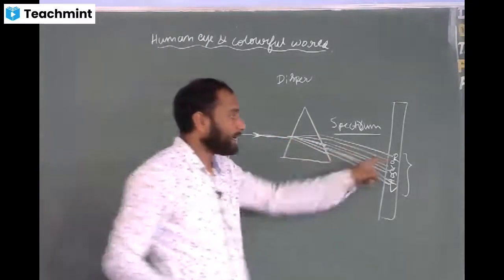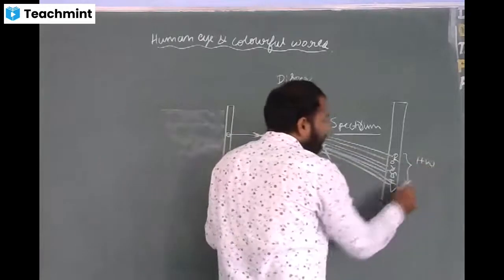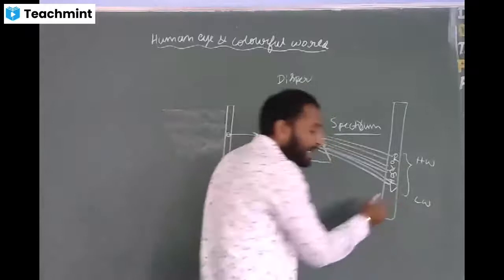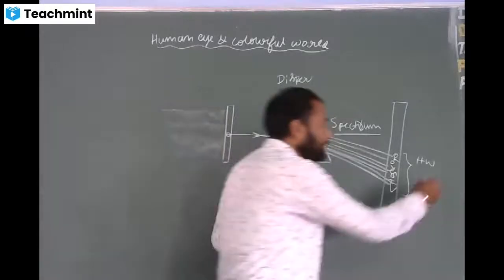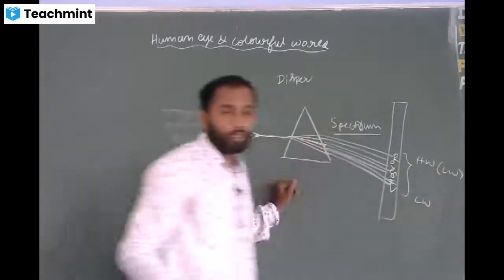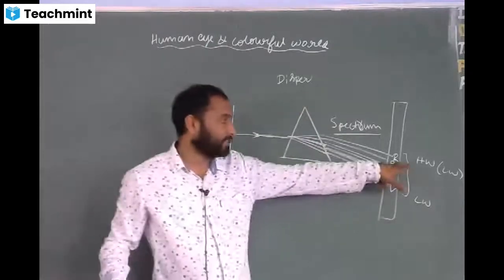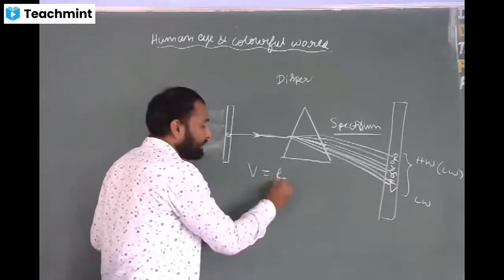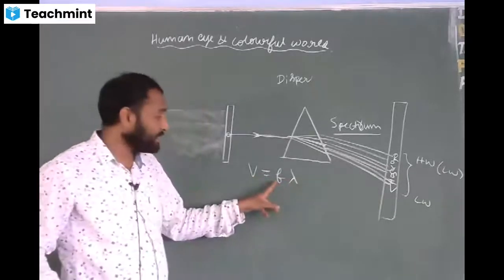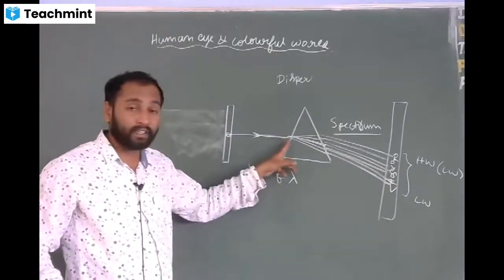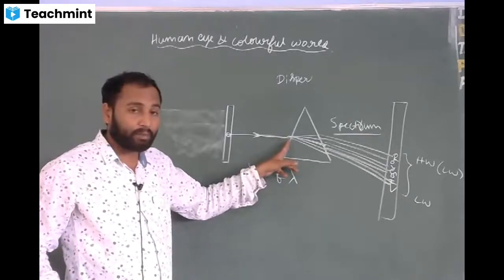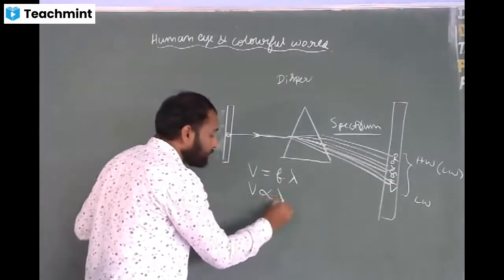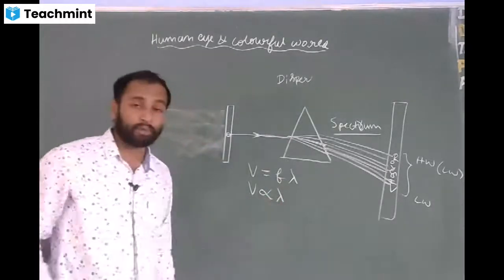Red has the highest wavelength and violet has the least wavelength. Longer wavelength is red, least wavelength is violet. We know V is equal to F lambda. Since frequency doesn't change when light enters a prism, we take it as a proportionality constant. So I can say V is directly proportional to lambda.